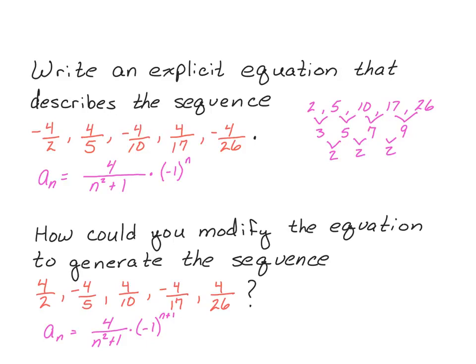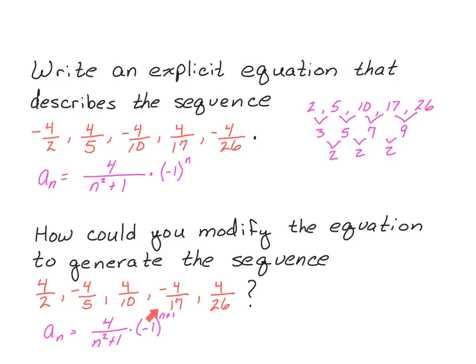The reason being is because for our first term, a sub 1, you put 1 in for the n, which means your exponent is now a 2, and -1 squared is a positive number. So that means our first term is a positive number. The second term is a negative. So if we put a 2 in for the n for the second term, that gives us an exponent of 3. -1 to the third power is a -1, which means our second term is going to be a negative.